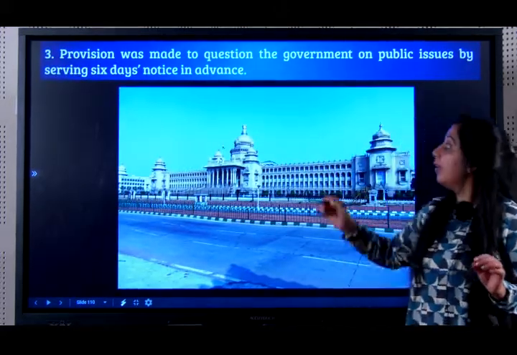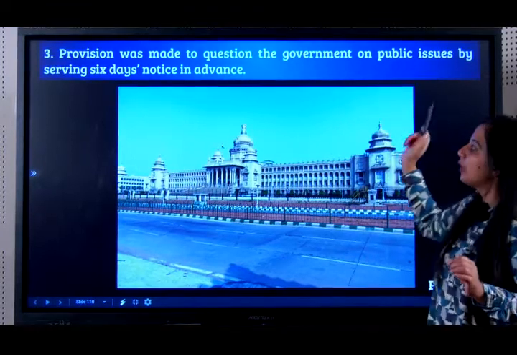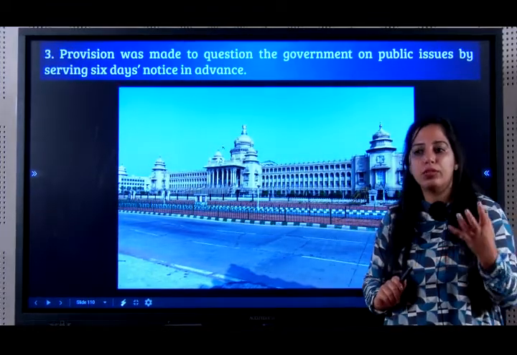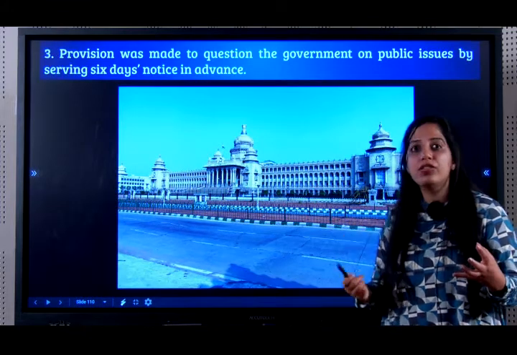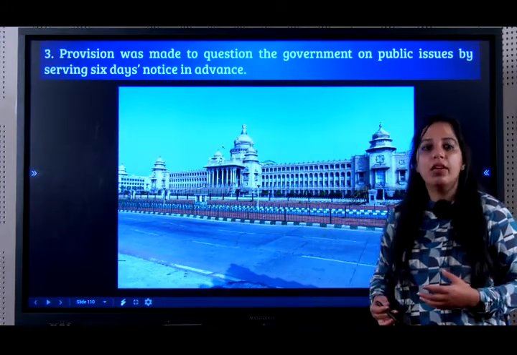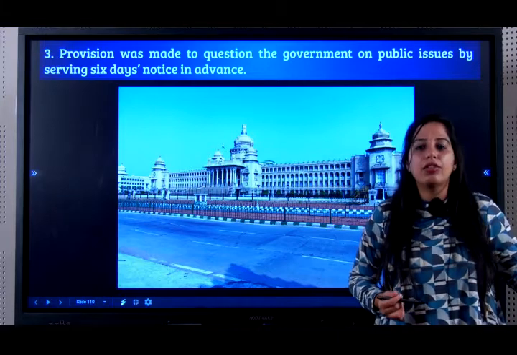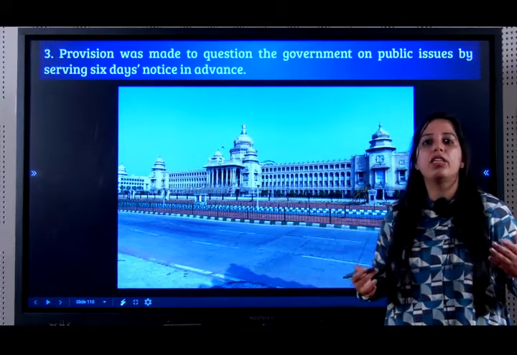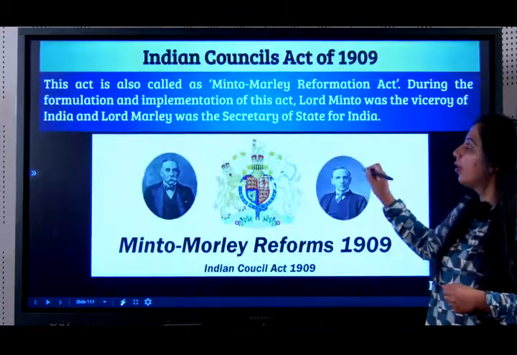Provision was made to question the government on public issues by serving 6 days notice. So, now you have the provision that you can ask questions to the government saying, why are you doing this? Why are you spending so much money here? Why are you not taking care? There's a drought, there's a famine. So, you can ask questions by giving a 6-day notice.